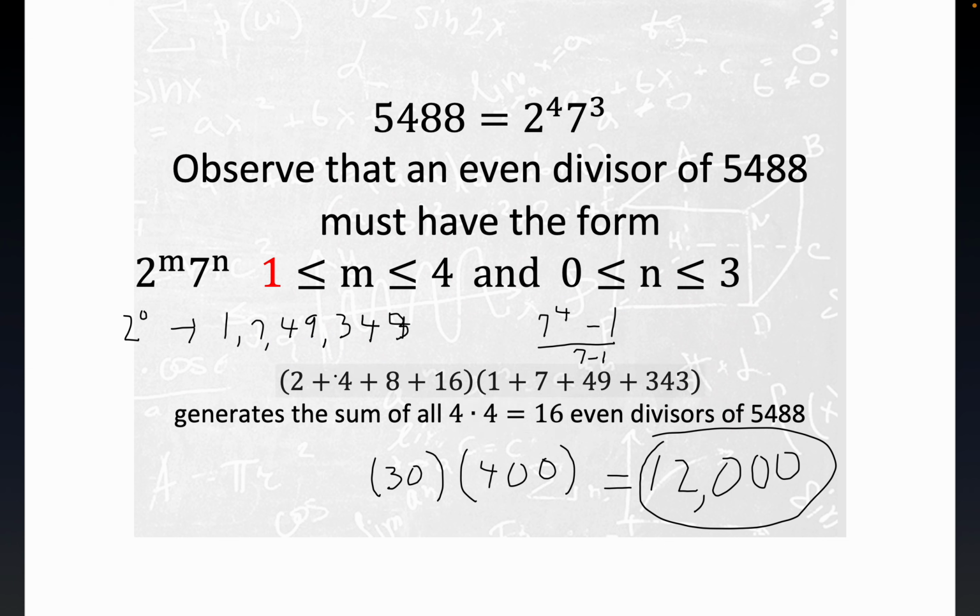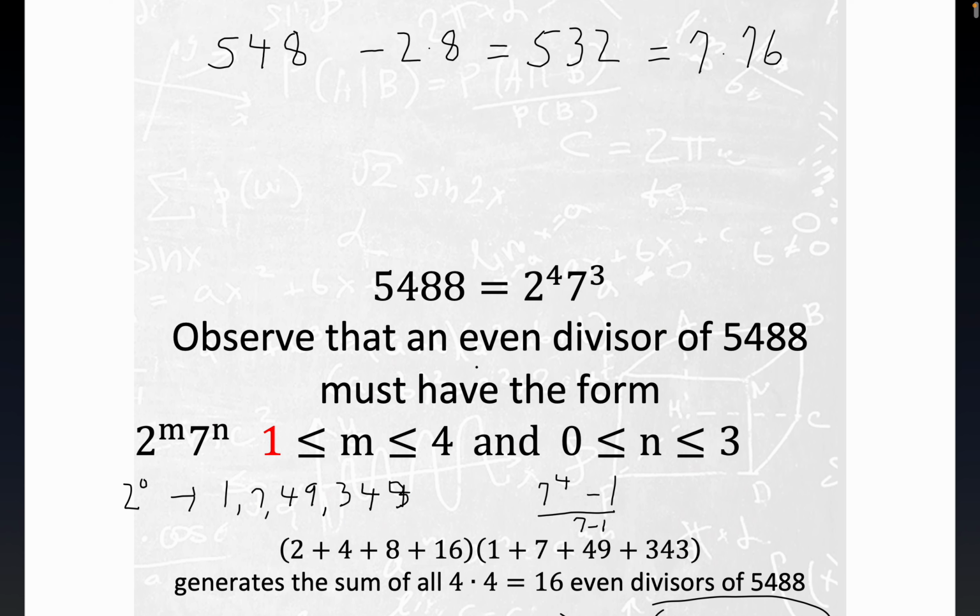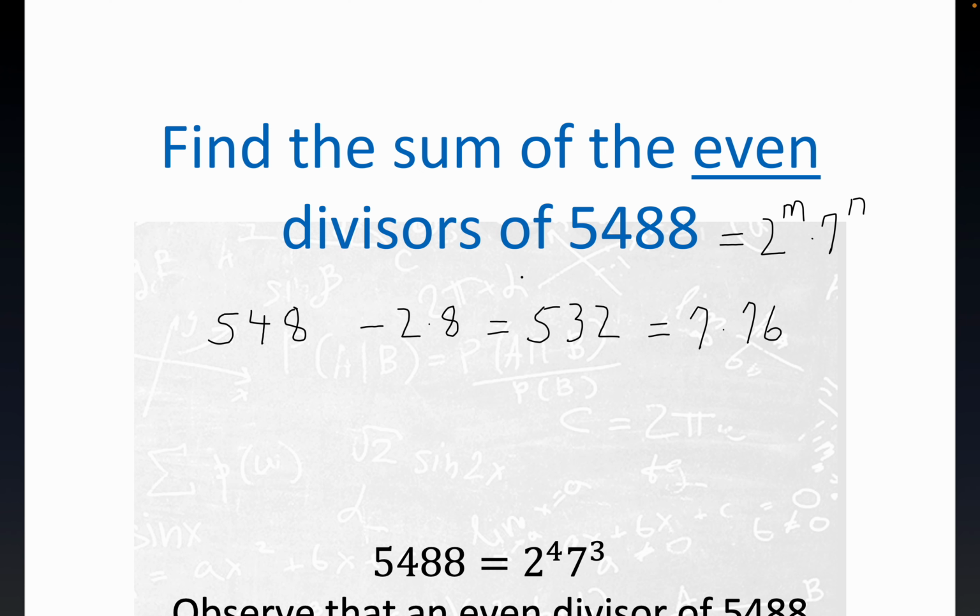But you also know when you multiply this out, each summand will be a divisor of 5488. That's the key observation right here. So that's it, folks. That's the solution to the problem. That sum is 12,000.